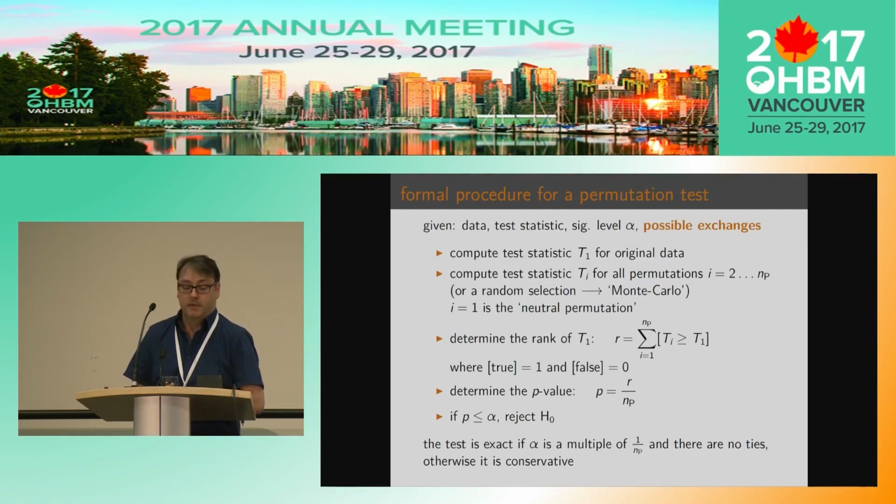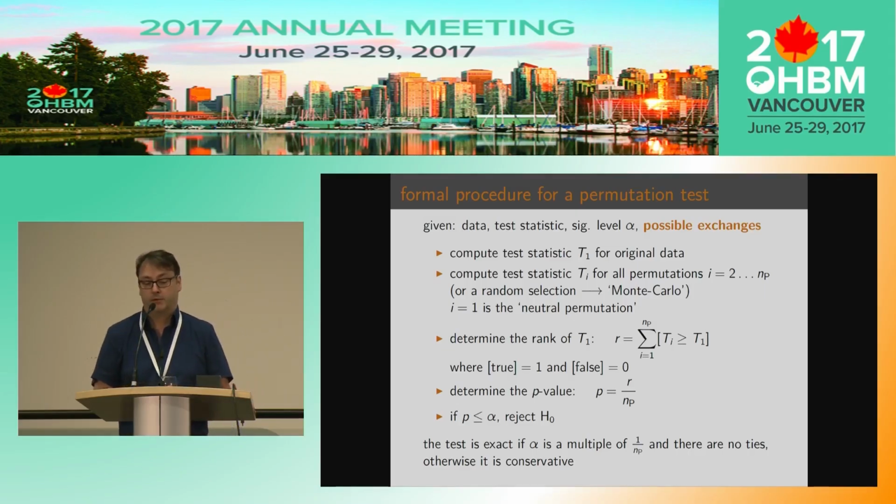You compute the test statistic for the original data. I think it's convenient to give the neutral permutation the index 1. So T1 is the value of the test statistic on the original data. Then you compute the test statistic for all permutations, i equals 2 to NP, where NP is the number of permutations. i equals 1, as I said, is the neutral permutation.